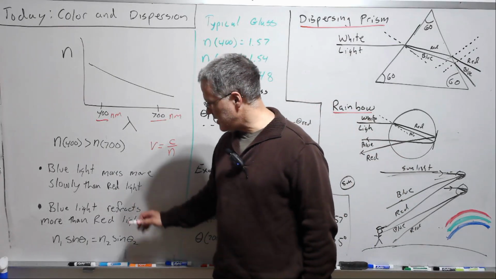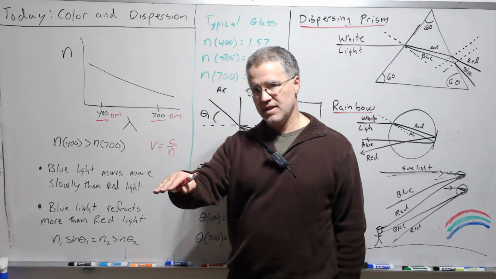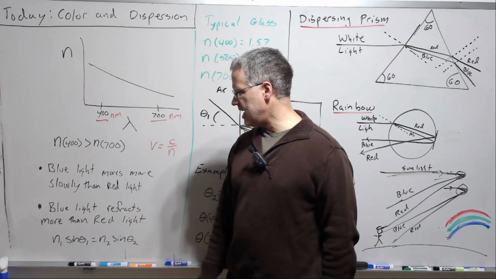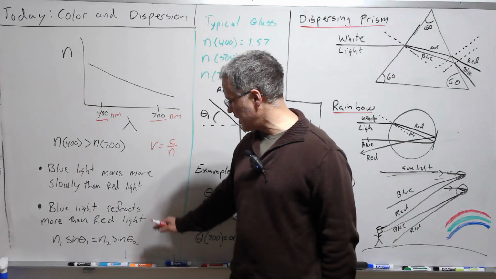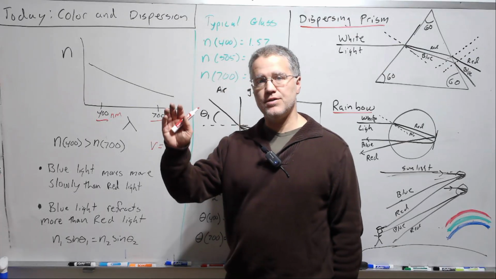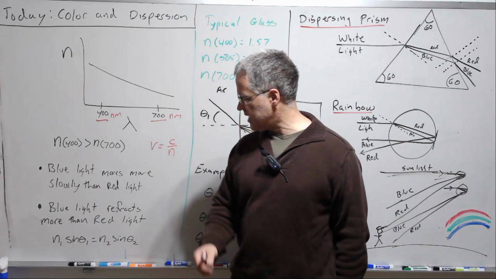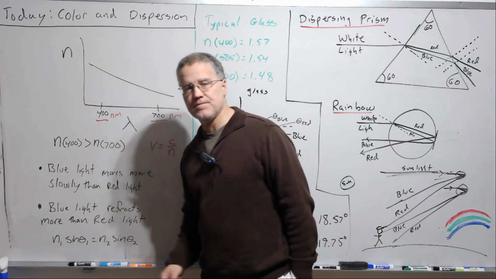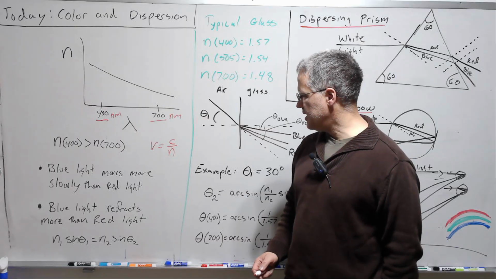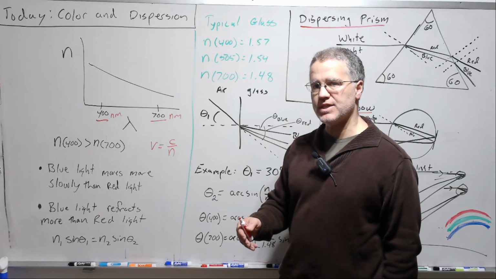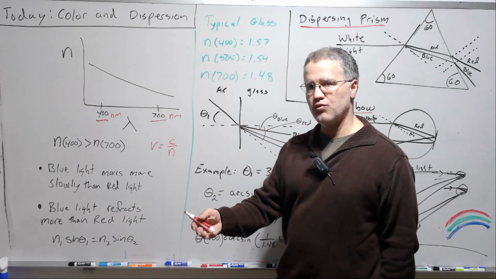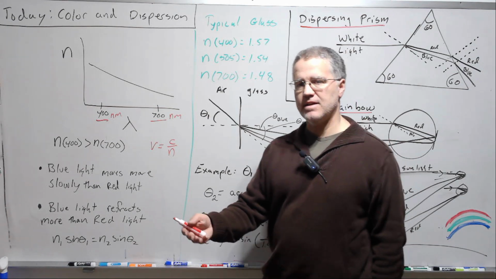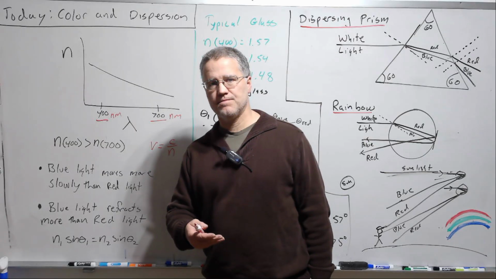And then if we're coming from, say, air into glass or water or anything clear again, the blue light will refract further because the n value is larger, and so it will deviate more substantially from the ray coming from light than the red light will.